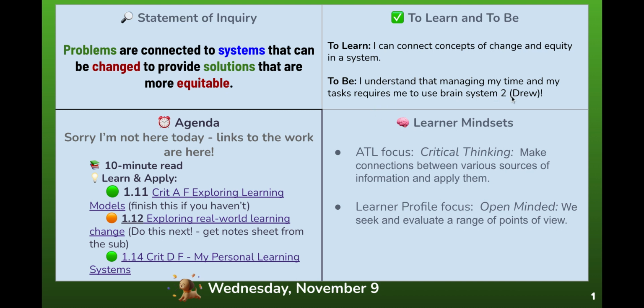brain system 2. So we have to be in Drew. You can't manage time and tasks from system 1 in any complex way. So let's get into system 2 in our brain, wake up lazy Drew and get him to work.